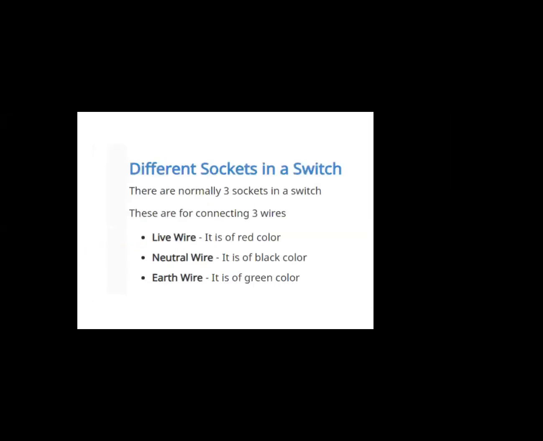There are two circuits. One is a 15 ampere current rating circuit, and the other is a 5 ampere current rating circuit. 15 amperes we use for electric iron, geyser, such appliances that draw a large amount of current. 5 ampere circuits are only for tube light, TV, etc., which do not draw a large amount of current.